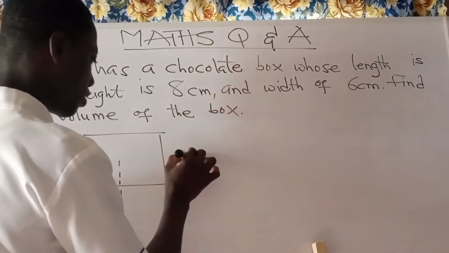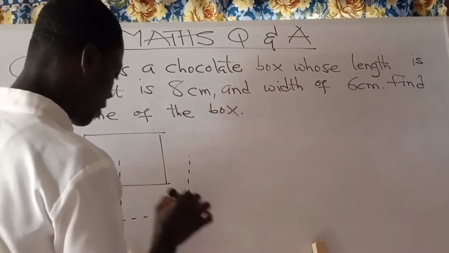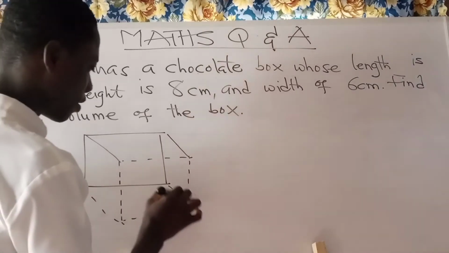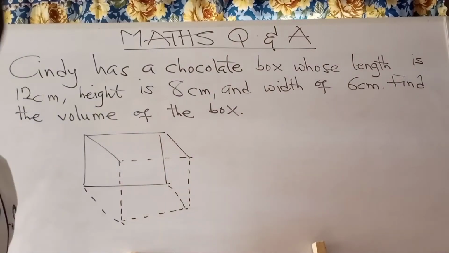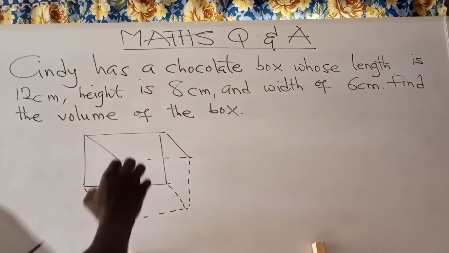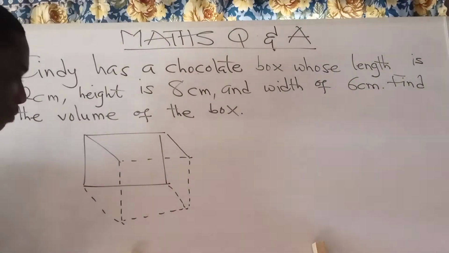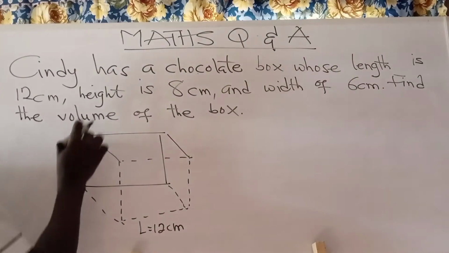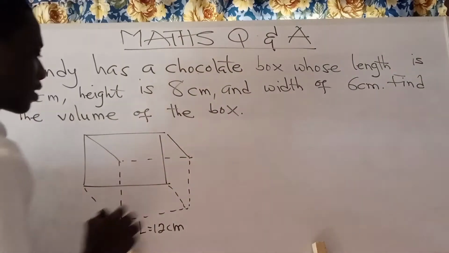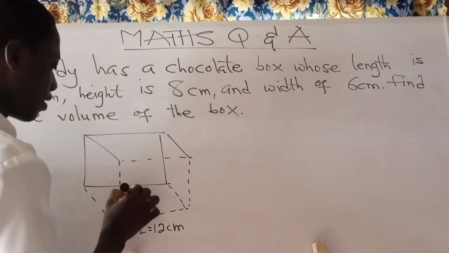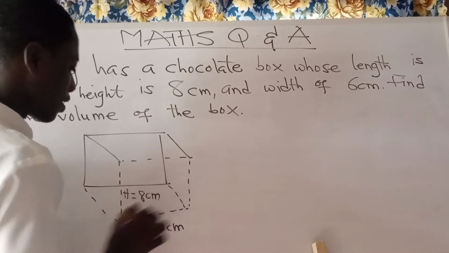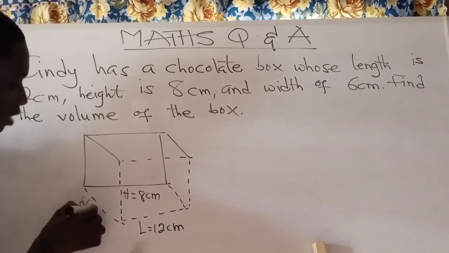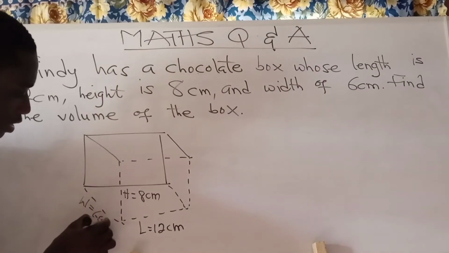So we are drawing something to represent the chocolate box. We have a chocolate box. Right. Like a cuboid. Good. And this chocolate box is having a length of 12 centimeters. So length, which is 12 centimeters. It is having a height of 8 centimeters, and then a width of 6 centimeters. So width of 6 centimeters.